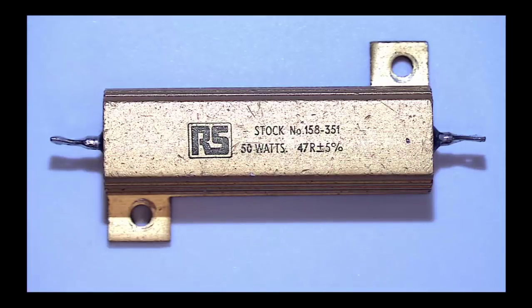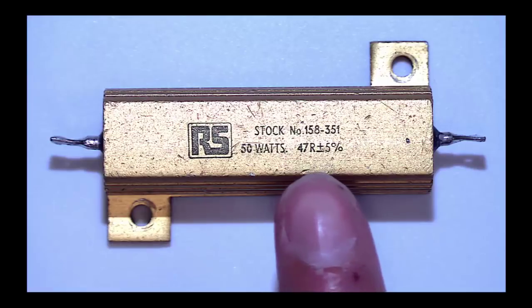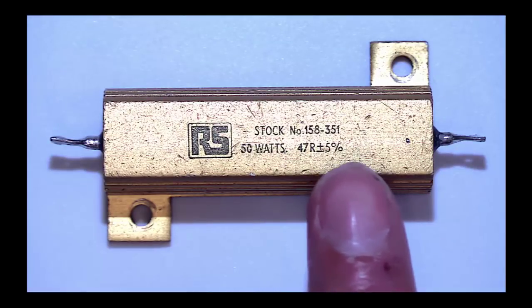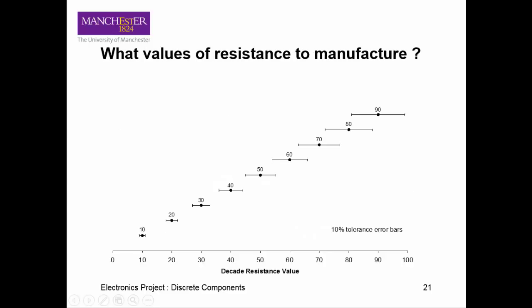Resistors come with a given value and a tolerance. The tolerance indicates the range of values a resistor might take due to differences in composition or manufacturing methods. This resistor here has a value of 47 ohms and a tolerance of 5%. If you purchase a 100 ohm resistor with a 10% tolerance, you are likely to get values as shown in this distribution. This leads to an interesting question as to what values of resistor are manufactured.